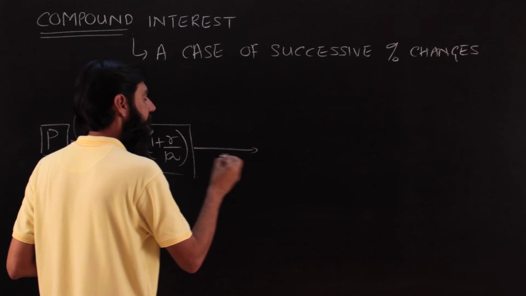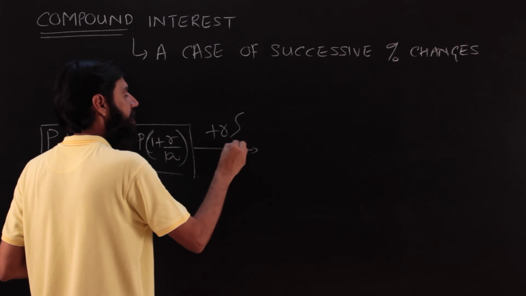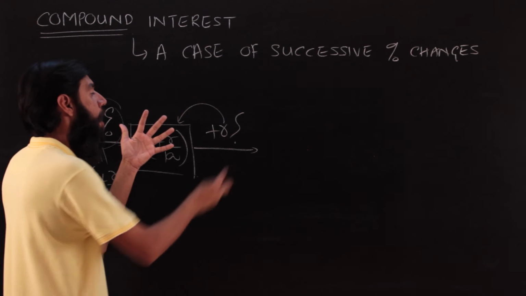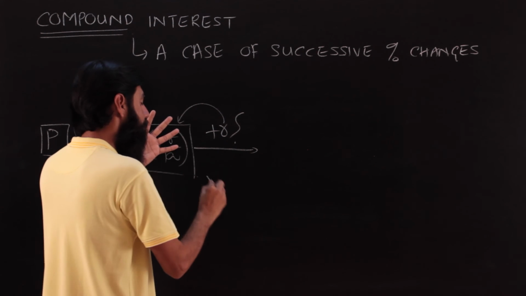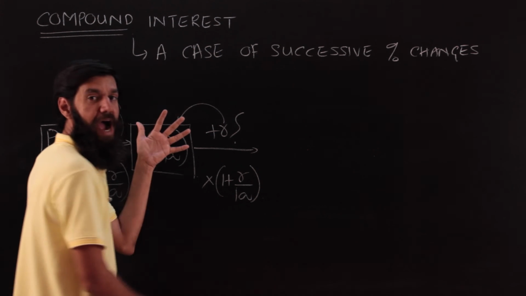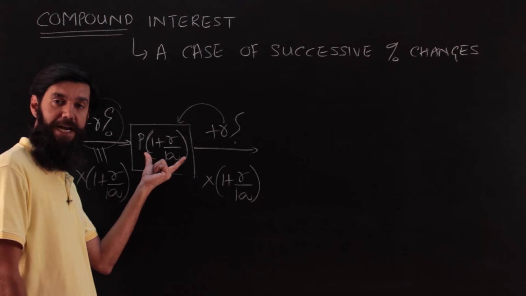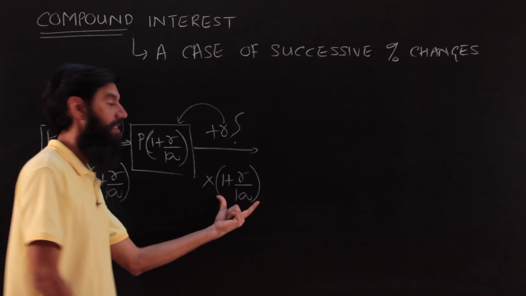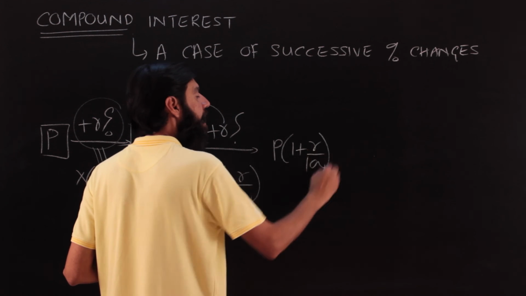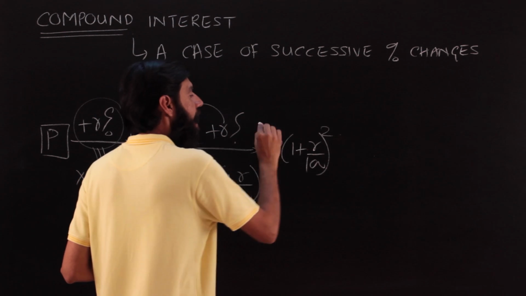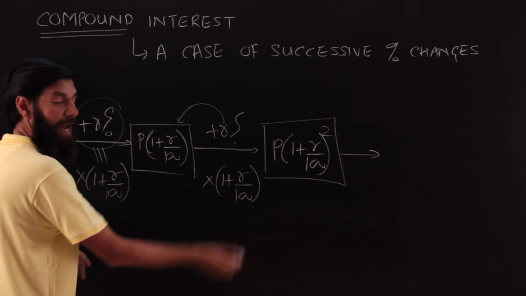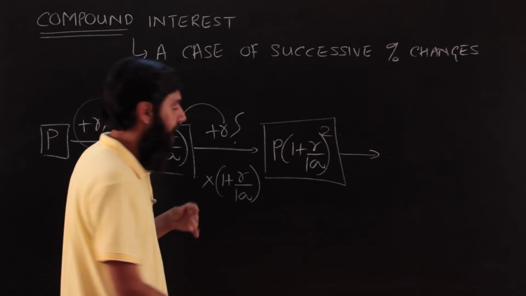Now, in the second year, I again get an R% of this value. So let's say this value was Q. Any R% increase means multiply the base with 1 plus R by 100. And this itself has a term 1 plus R by 100, so 1 plus R by 100 into 1 plus R by 100 is nothing but 1 plus R by 100 whole square, right? And the process will continue. So if you look at it, 1 plus R by 100 is just a multiplying factor.